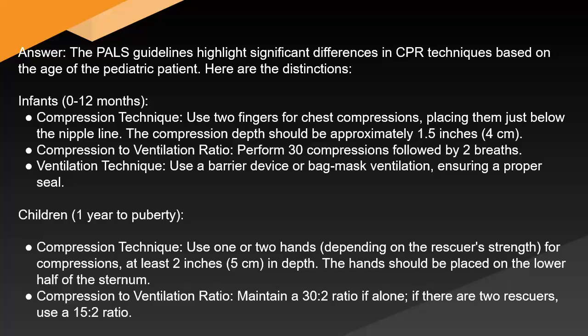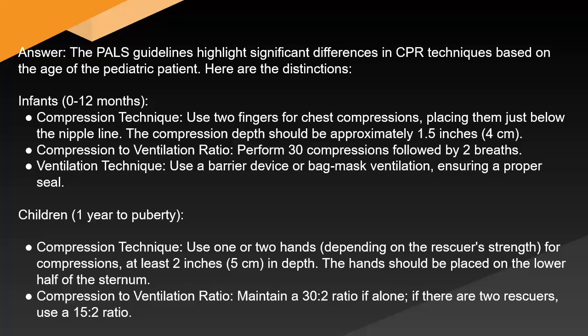Here are the distinctions. Infant, 0 to 12 months. Compression technique: use 2 fingers for chest compressions, placing them just below the nipple line. The compression depth should be approximately 1.5 inches, 4 centimeters. Compression to ventilation ratio: perform 30 compressions followed by 2 breaths. Ventilation technique: use a barrier device or bag mask ventilation, ensuring a proper seal.